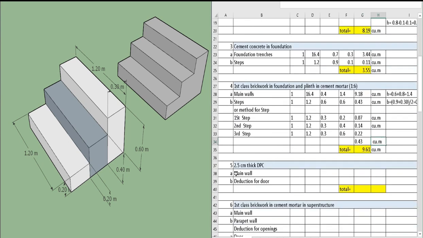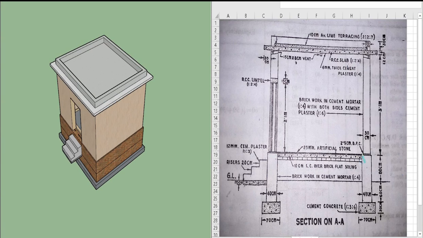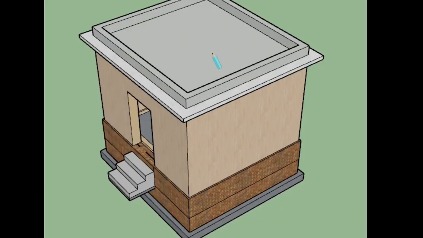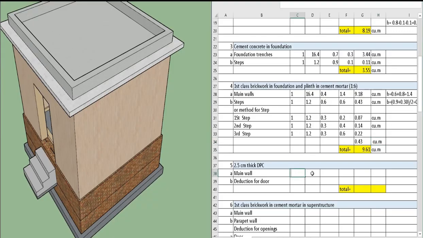And our next step is to do the 2.5 centimeter thick DPC. Here we can see that the DPC is in 0.3 meter wall, that means in this portion and this portion, and in 3D we can see that this DPC is applied all over this building having 0.3 meter wall. So we have number of main walls 1, and we can easily write this as centerline length, that is 16.4 meter, and we have the width of the DPC 0.3 meter. We know that this 2.5 centimeter thickness is very negligible, so in DPC we don't write its height.